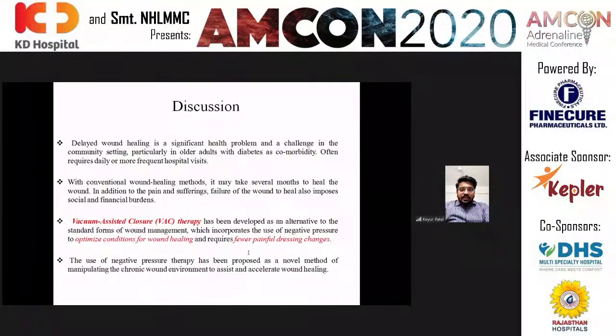Now, delayed wound healing is a significant health problem and challenging in the community, particularly in adults with comorbidities. VAC therapy has been developed as an alternative to the standard wound management system. The use of VAC therapy has proved a novel method for manipulating the chronic wound environment and accelerating wound healing. Next.